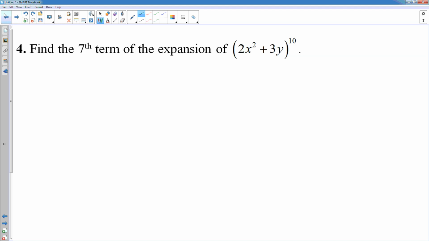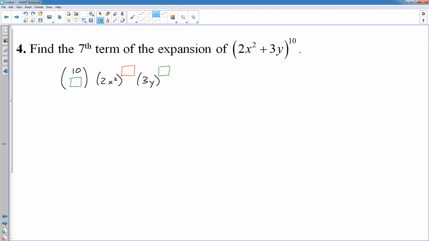All right, so I want the seventh term of this one. We're going to use the same trick. I know it's going to be some combination times 2x squared to some exponent, times 3y, because that's my second term, it's a positive 3y, to some exponent. I know the exponent on my 3y term is going to be the same as the bottom number in my combination, and I know the top number of the combination is always the same as the original exponent.